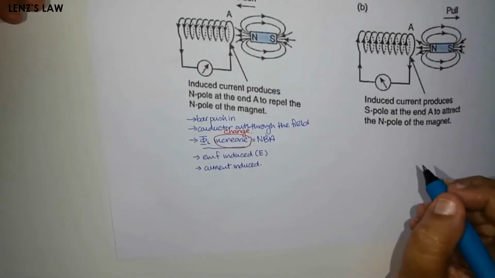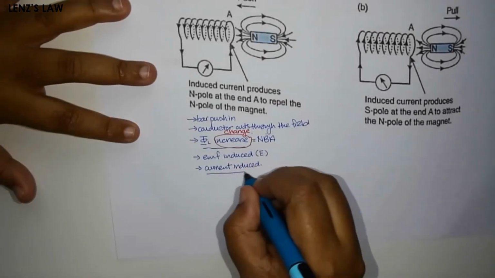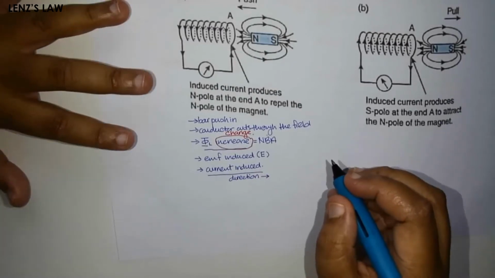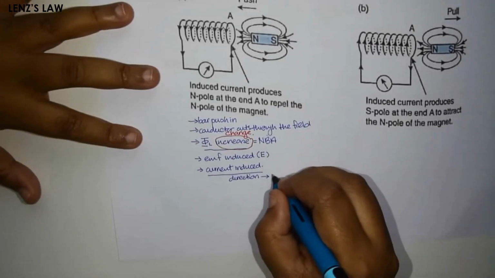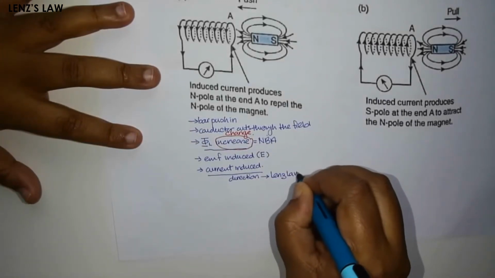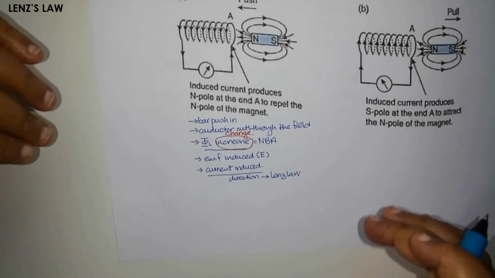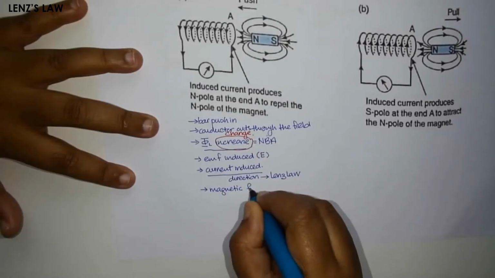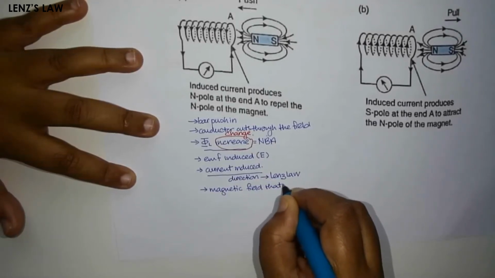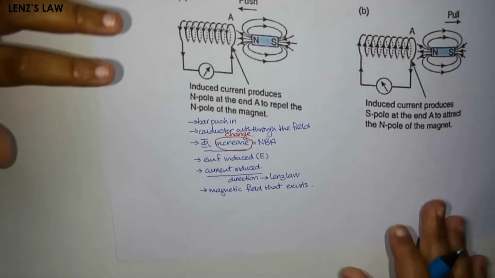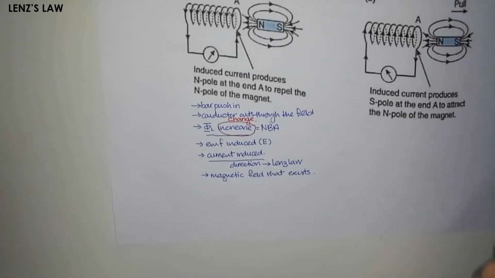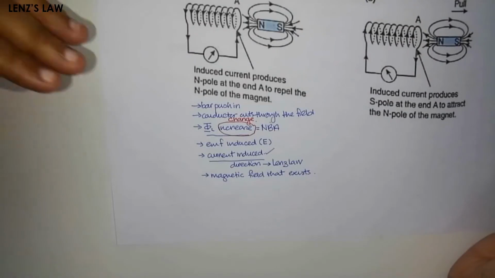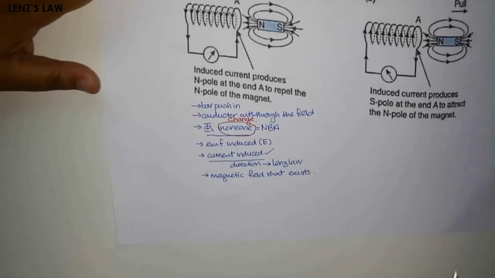This induced current has a direction, and we find the direction by using Lenz's law. Once there's a current induced, then another magnetic field exists. So again, an EMF is induced, a voltage is induced, therefore there must be an induced current. Once there's an induced current, there's a magnetic field that exists. Lenz's law talks about this.